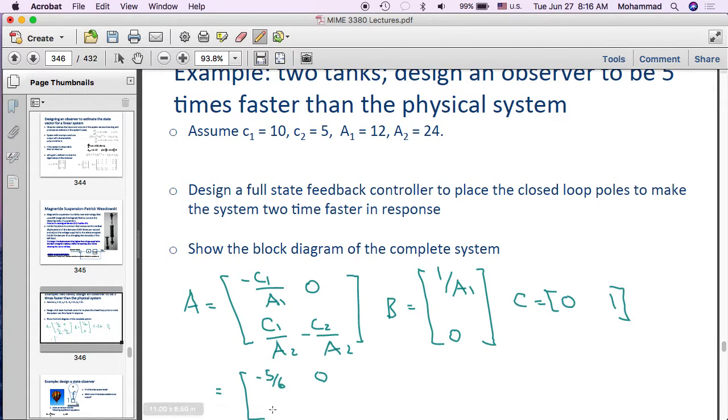Then we have 10 over 24 positive, so 5 over 12 here. And then minus 5 over 24. This is A. And B with these numerical values is 1 over 12 and 0. And C remains the same.